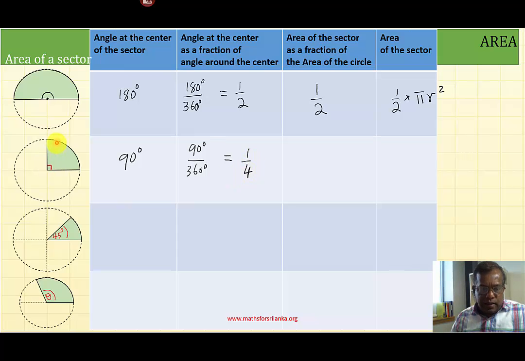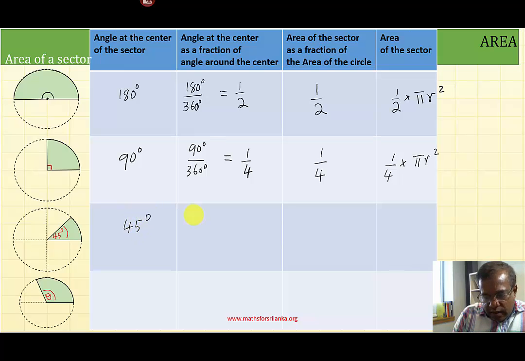Now clearly the area of this sector is 1/4 of the area of the corresponding whole circle, and therefore the area of this sector is 1/4 of the area of the whole circle, which is πr², 1/4 of πr². Now in this sector, the angle at the center is 45.